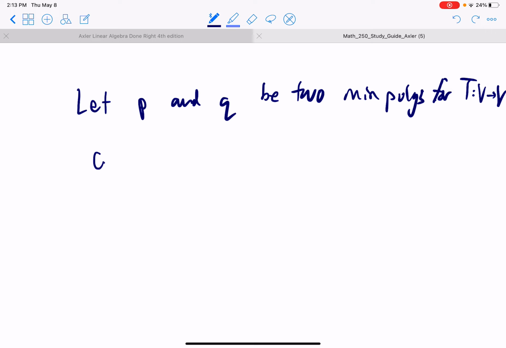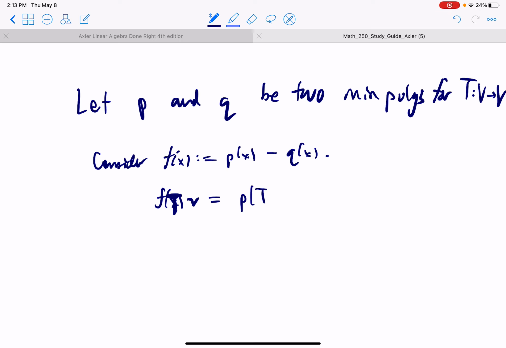So then consider f of x defined to be p of x minus q of x. We're going to show it's 0. Well, why is it 0? Because f of x applied to any vector in the space, let's plug in the operator t, is just p of t v minus q of t v. But p and q are both minimal polynomials. That means this is 0 and this is 0.